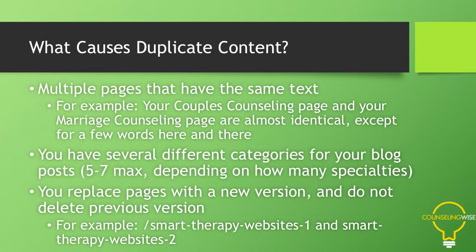Another thing that causes duplicate content is that you have several different categories for your blog posts. What we recommend is that you have 5 to 7 max categories depending on how many specialties you have. So if you have like 25 different categories, for example, and you are tagging or using the same category for multiple blog posts, this is going to cause a lot of duplicate content. So you definitely want to limit the number of blog categories you have so that Google isn't reading all of your different blog posts as duplicate content. What you want to do is reduce the number of categories and make sure that you are only using them for each of your specialties.